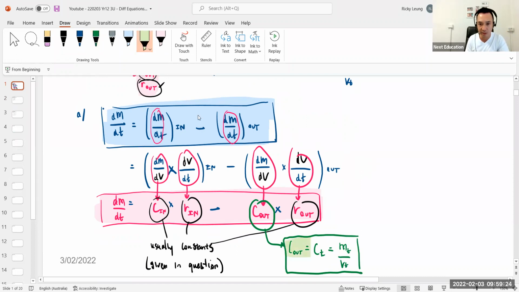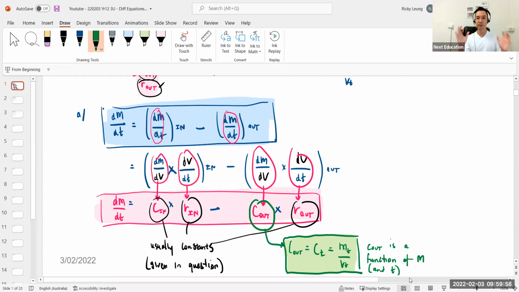So at any point in time, this green expression is going to be the only thing in my differential equation that is a function of m. So just to be clear here, C out is a function of m, and I'll put in brackets, t, maybe. And that maybe is going to lead me to my second point, because sometimes that expression for t is what makes it difficult.